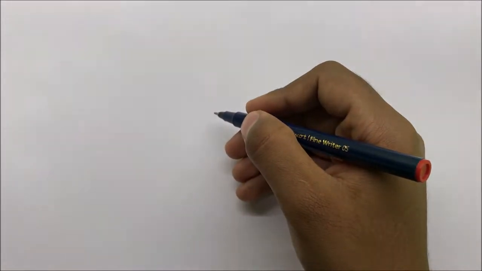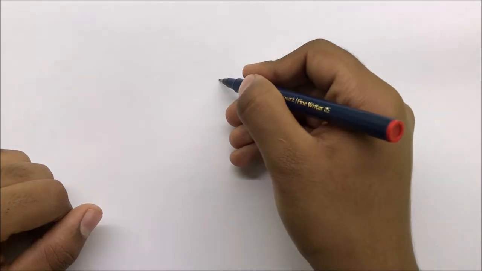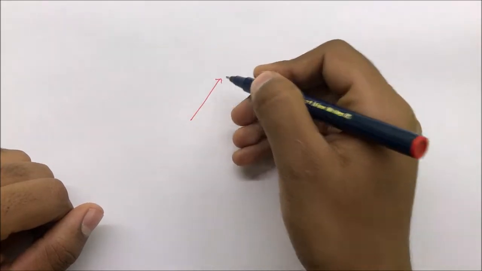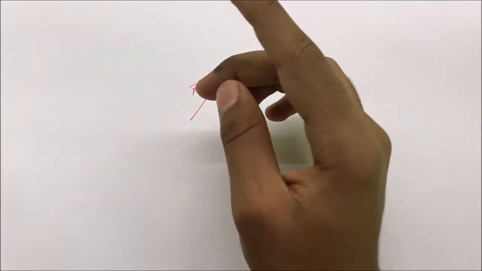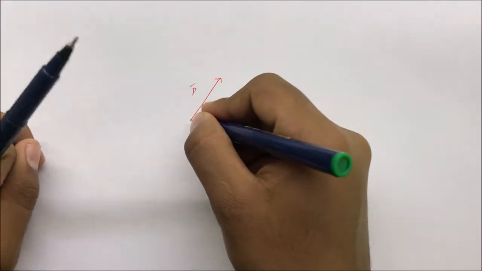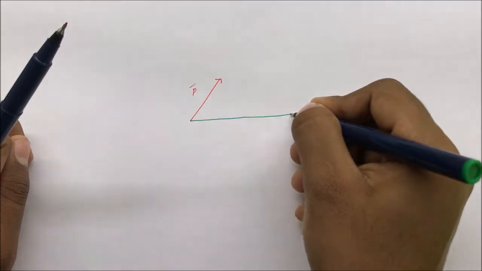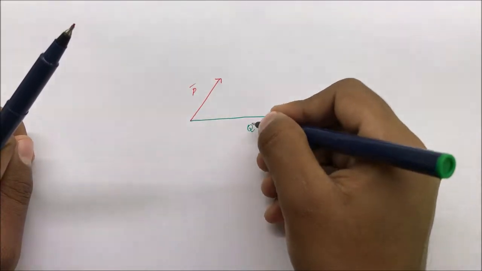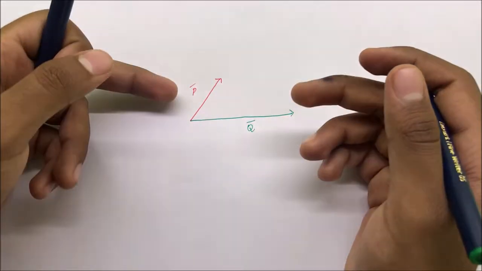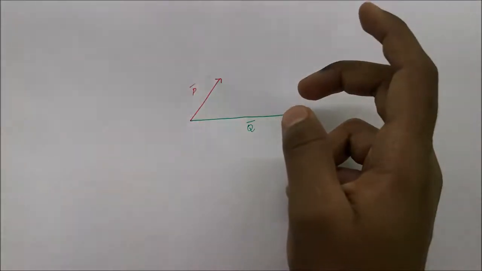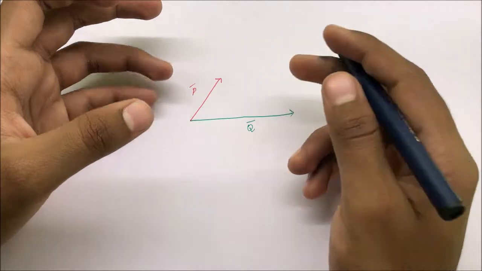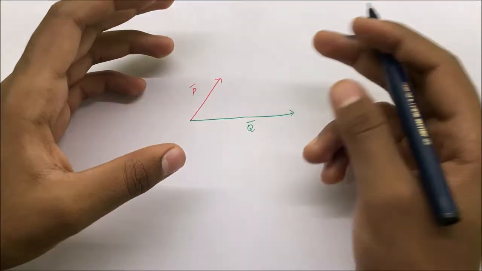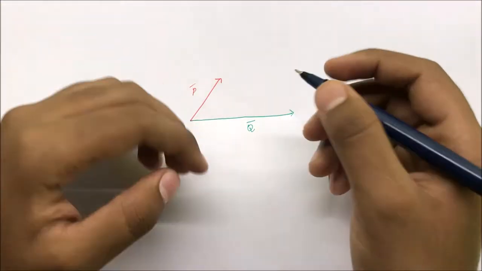So let's start off by drawing two vectors, namely p bar and one more, namely q bar. So we have two vectors, p bar and q bar. If you remember right from my previous video, the first step in order to find your resultant is to finish the parallelogram formed by these two vectors.